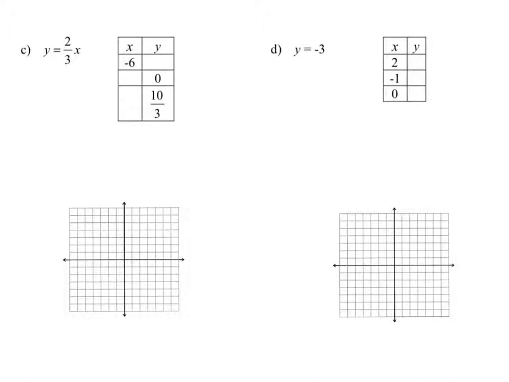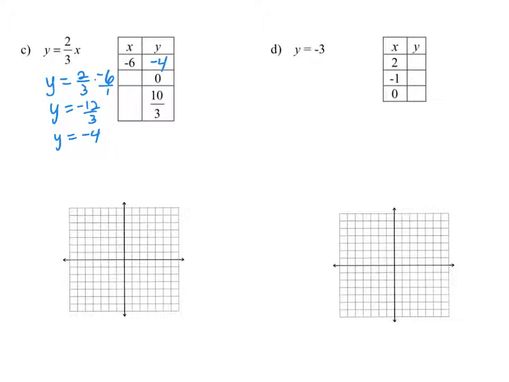Let's graph y equals 2/3 x by completing the chart. We begin with x equals -6. We're going to replace x in the original equation with -6, and we're going to simplify the result. And when we multiply 2/3 times -6, we can multiply 6 times -2 to get -12/3. And -12/3 is -4. So we can plug that number into the chart.